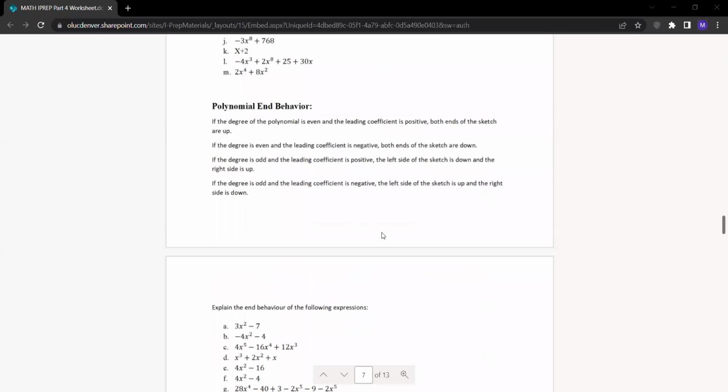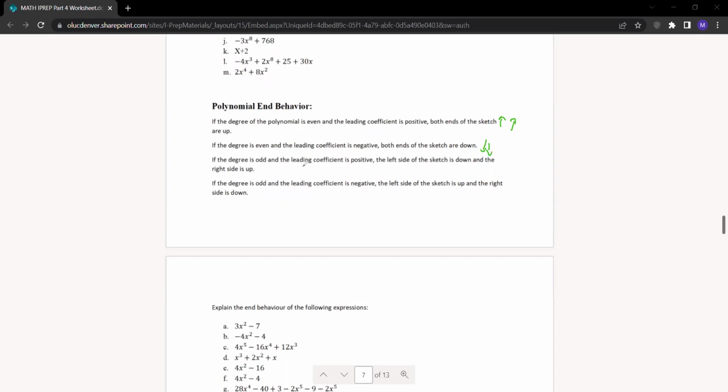So, polynomial end behavior. When we're looking at end behavior, we have some rules to look at. If the polynomial has a degree that's even and the leading coefficient is positive, then both ends of the sketch are up. If the degree is even and the leading coefficient is negative, they both go down. So we have up, up. This one's down and down.